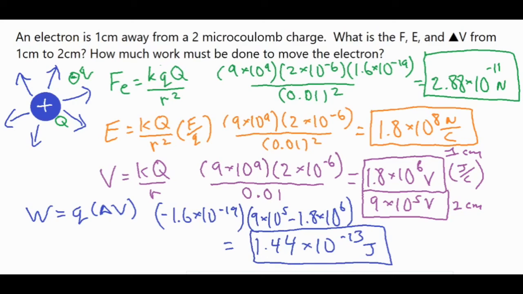And it's a positive work value because if you think about it, the electron is naturally attracted to the positive force. So if you are pushing or pulling it against the direction that it naturally wants to move, then you are going to have to pump energy into that electron to push it away from that positively charged particle to give it more electric potential energy. So we have a work of 1.44 times 10 to the negative 13th joules.